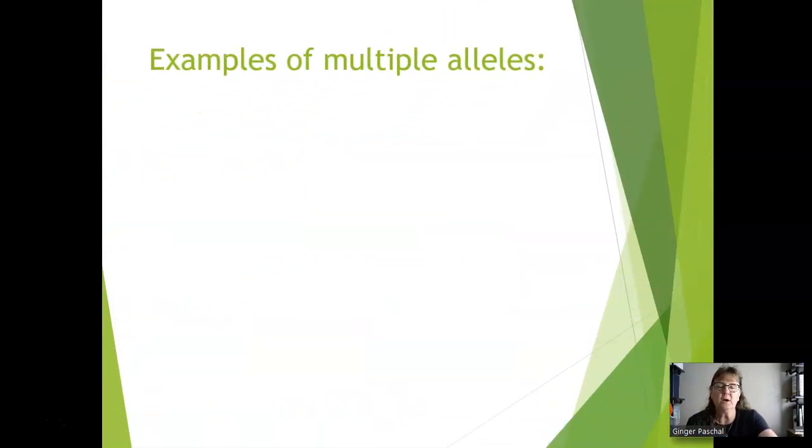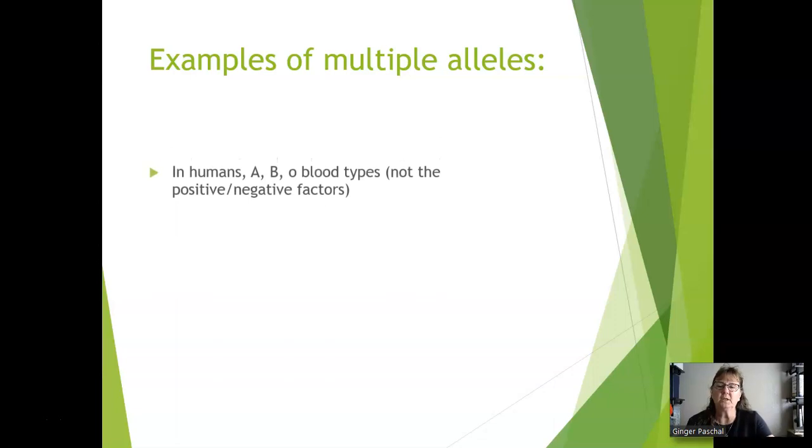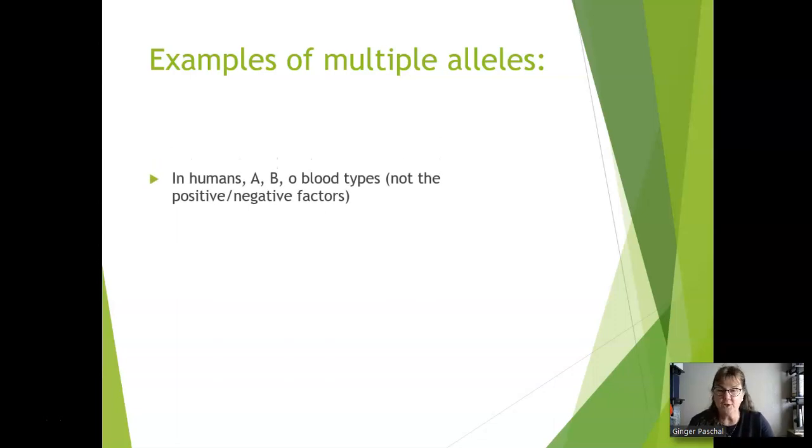All right, so more examples of multiple alleles are the human blood typing. Human blood typing is fantastic for genetics. So there are multiple alleles. You can have the allele for I superscript A, I superscript B, or lowercase i.